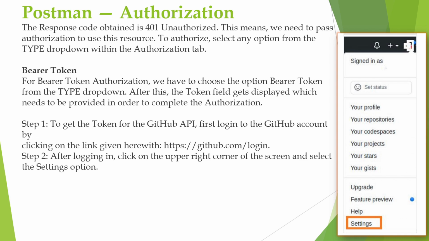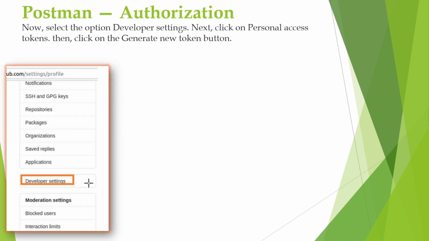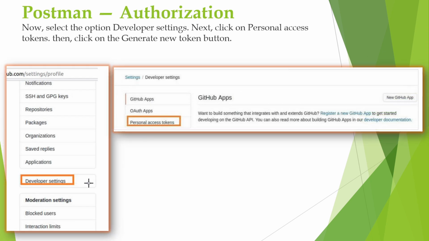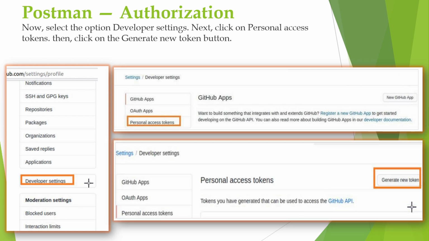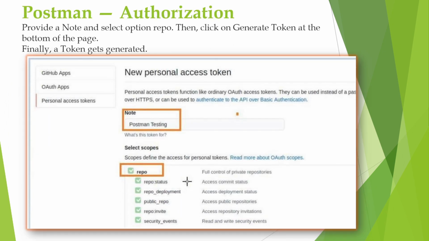Now select the option developer settings and then next click on the personal access tokens. After that, click on the generate new token button. Now provide a note and select the option repo. Then click on generate token at the bottom of the page. Finally, a token gets generated.